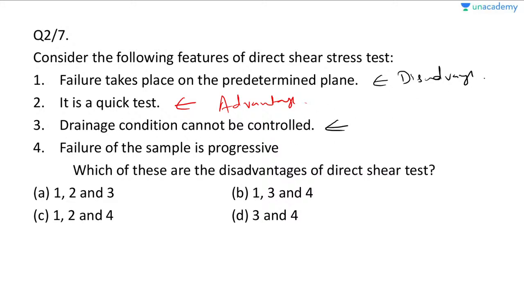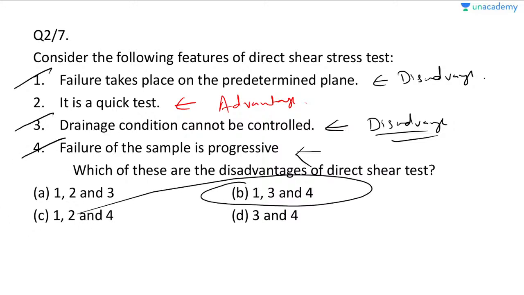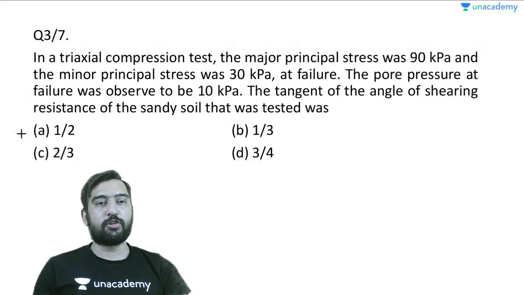Drainage cannot be controlled, it is a disadvantage, because from here we are not able to access the pore water pressure. And failure of the sample is also not uniform, stresses are different at the edges and different at the midpoint. The sample failure is also progressive. So statements 1, 3 and 4 are disadvantages, and I would go with option B. So first, third and fourth are the disadvantages of the direct shear test. Let's move on to question number 3.